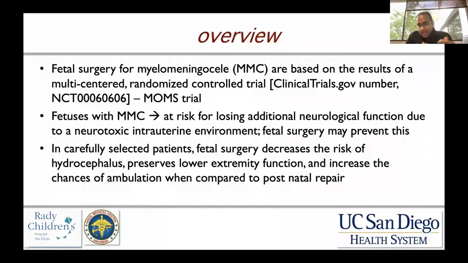So the first hit is thought to be this congenital anomaly, and there's basically herniation of these spinal elements, and then the second hit is that the neurotoxic intrauterine environment causes further neurological decline. So the thinking is that fetal surgery in some way can prevent this. So in carefully selected patients, fetal surgery can decrease the risk of hydrocephalus, preserve lower extremity function, and increase the chances of ambulation when compared to postnatal repair.